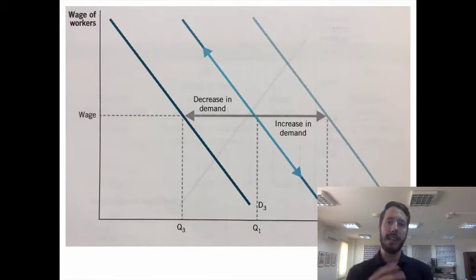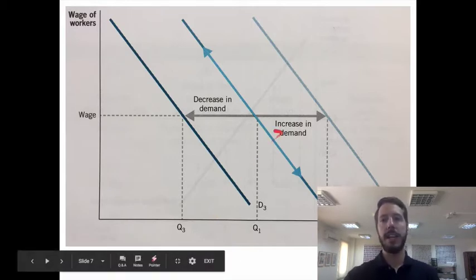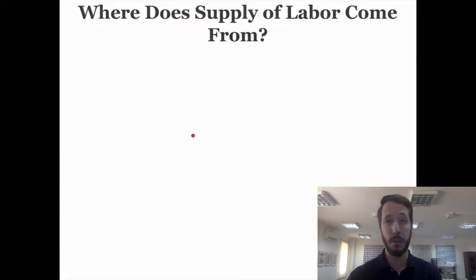So this is what that looks like in a graphical representation. An increase in demand, we want to hire more people. A decrease, we're firing people. So those are the two factors that influence it.